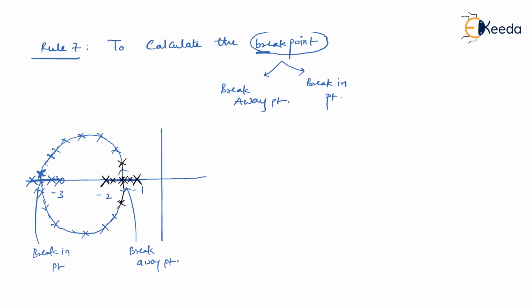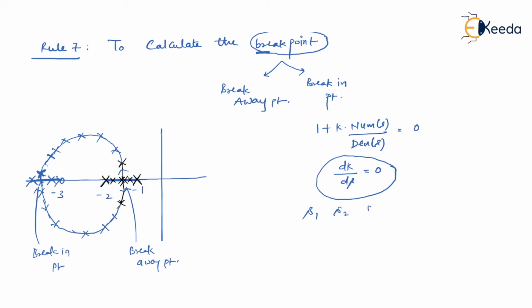The equation that we have in general in our hand is 1 plus k times the numerator polynomial of s upon the denominator polynomial of s, equated to 0. Just do this procedure, that is, differentiate k with respect to s, so dk by ds equated to 0. Once you do that, you will get some values s1, s2, s3, s4 and so on. You may get multiple points, depending upon the degree of the equation.